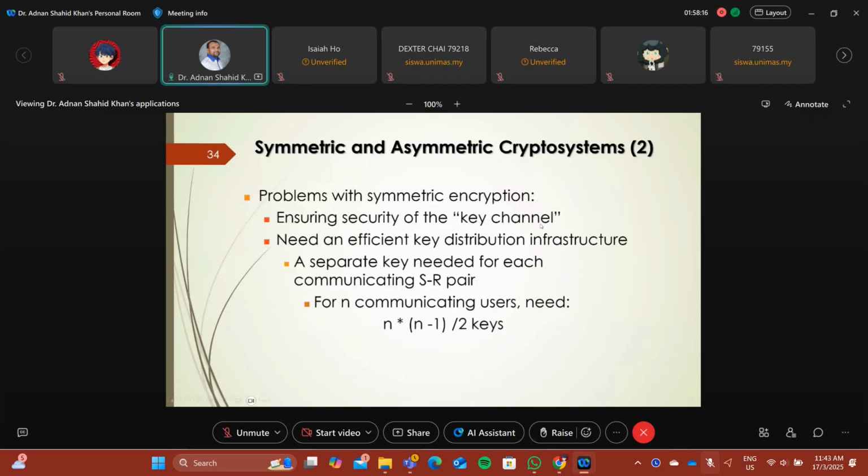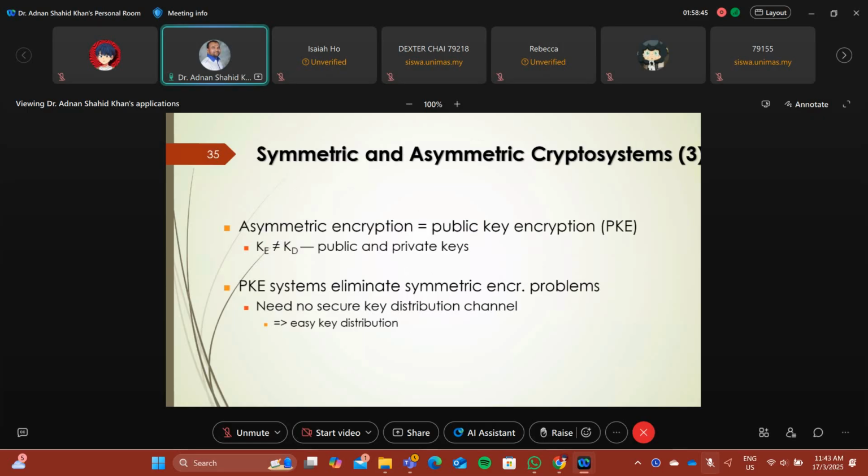So these are the problems. The first problem is the key channel. How to share the key? What channel should I adopt? Should I WhatsApp the students, put it in eLeap, or go face-to-face? And then there must be a key distribution infrastructure. How to generate the keys? For any communication, the user needs this many keys. These are the problems with symmetric encryption.